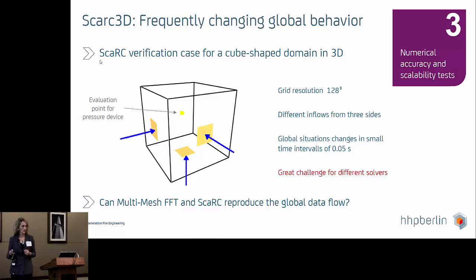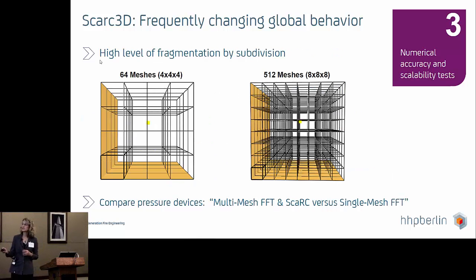And therefore, this is a great challenge for the different solvers. Now, I wanted to know if both pressure solvers are able to reproduce this fast spread of data. To this end, I defined a pressure device somewhere in the middle of the domain, and I used different subdivisions for it, namely 64 meshes and 512 meshes. So this is not the fine grid, this is the subdivision. And I compared the course of the pressure device at this point for the single mesh computation with that of the different multi-mesh computations.